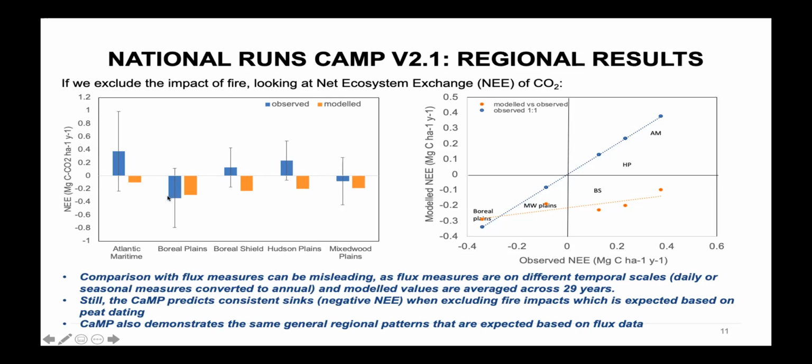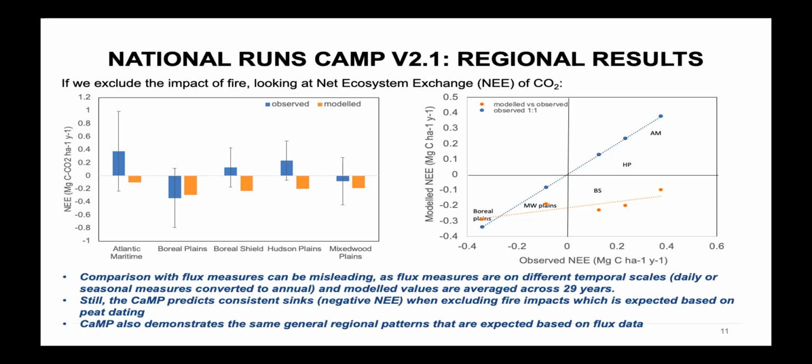You can see that the observed flux rates from flux tower measures are highly variable, sometimes sources, sometimes sinks. We expect those to be quite variable. They're on a different temporal scale from our modeled values, so we have to be a little bit careful about our comparison here, but I think it's still worth looking at. Our modeled values are averaged across 29 years. So they're really more long-term rates, where we would expect that if we do not include fire, they should all be pretty much sinks.